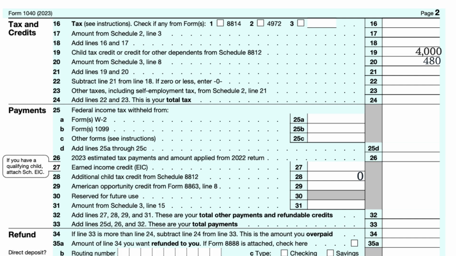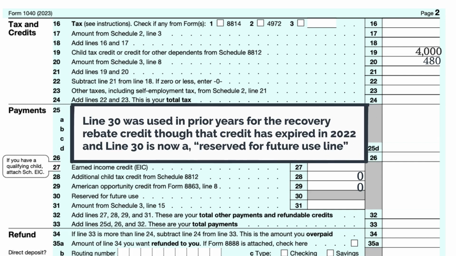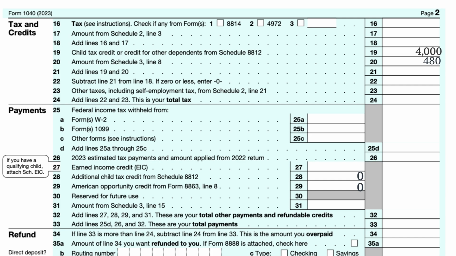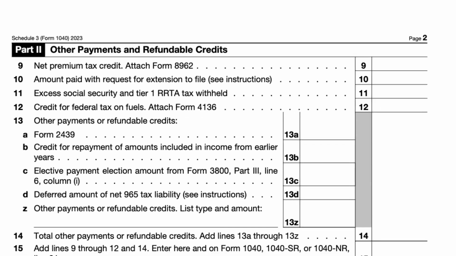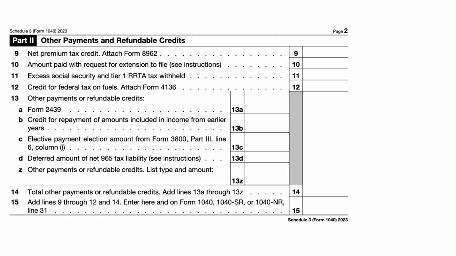Line 30 was used in prior years for the recovery rebate credit, though that credit expired in 2022, and line 30 is now a reserved for future use line. Line 31 is the amount from Schedule 3, line 15. Going back to Schedule 3, Part 1, we will continue from line 9. We will go over what each line item is. Some lines are more common than others.